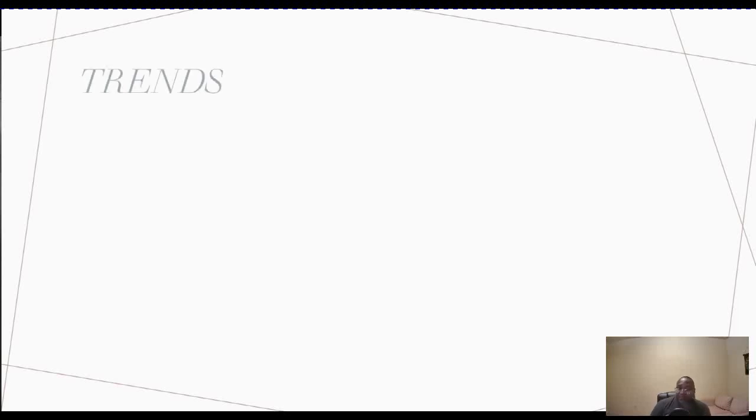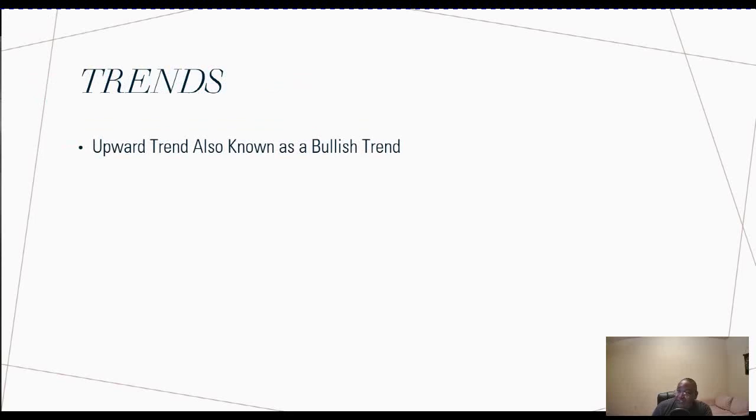All right, so now let's take a look at trends. When it comes to the stock market, there are 3 types of trends. Okay, we have an upward trend, also known as a bullish trend. And the reason why it's called a bullish trend is it emulates how a bull attacks, usually with the horn and the head down and moving upward. It's how a bull attacks, which is why it's called a bullish trend or a bull trend.